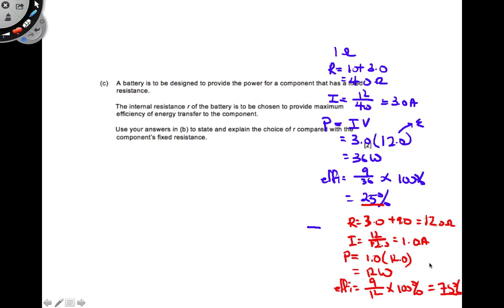Let's look at this one over here. A battery is designed to provide the power for a component that has a fixed resistance. Internal resistance r of the battery is chosen to provide maximum efficiency of energy transfer to the component. Use your answers in B to explain the choice of r compared with the component's fixed resistance.